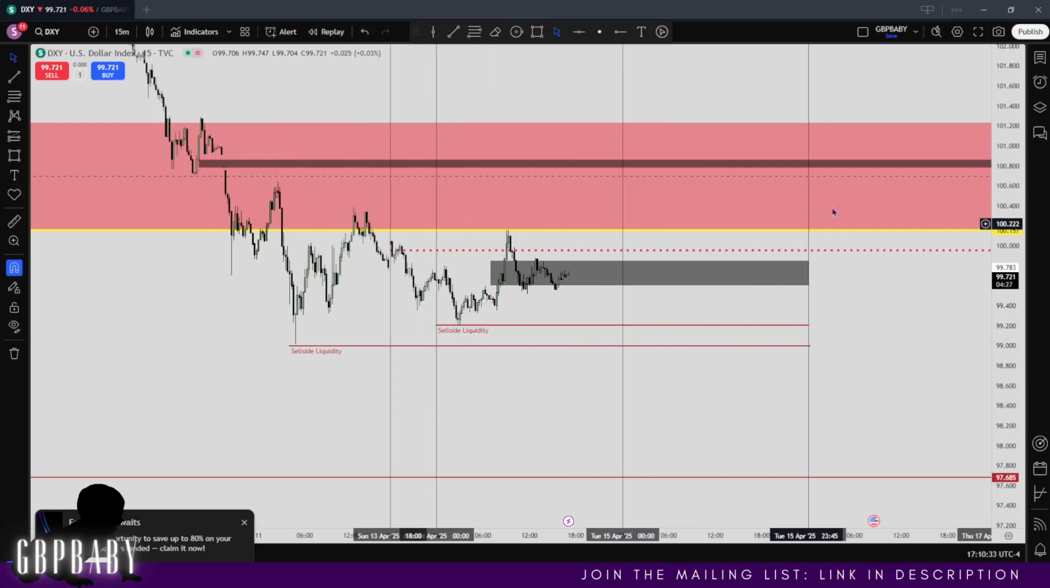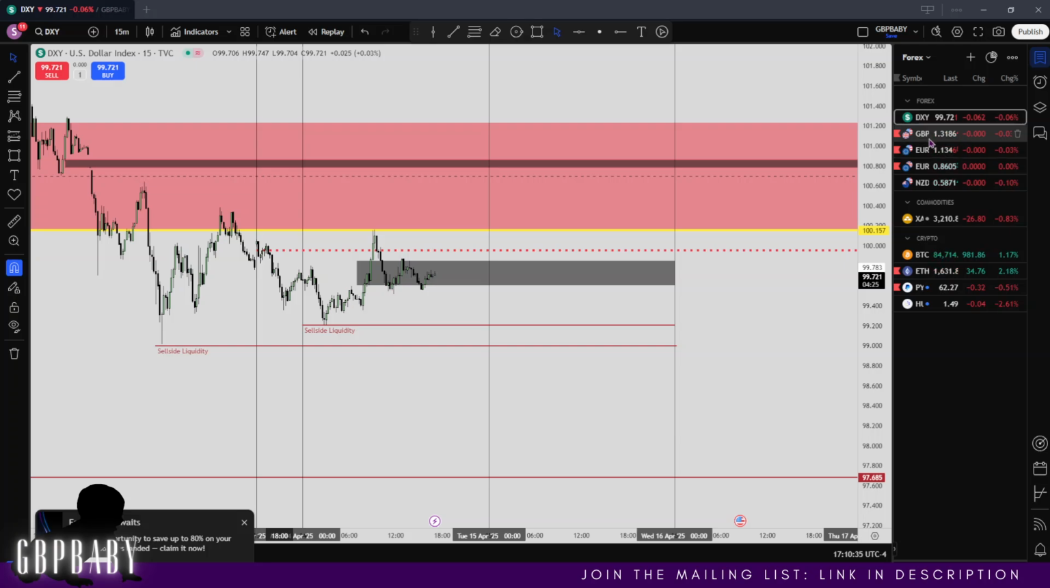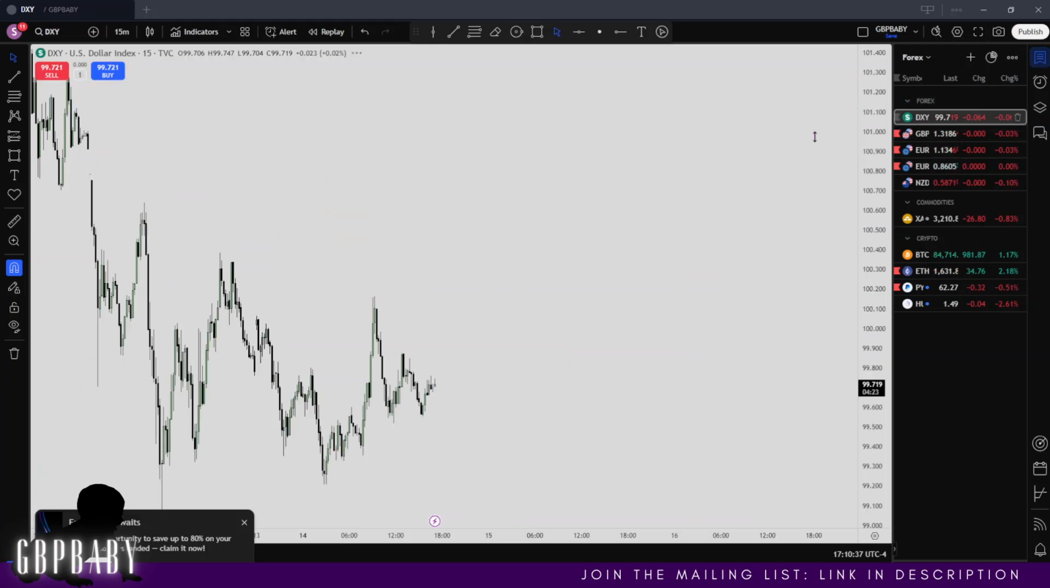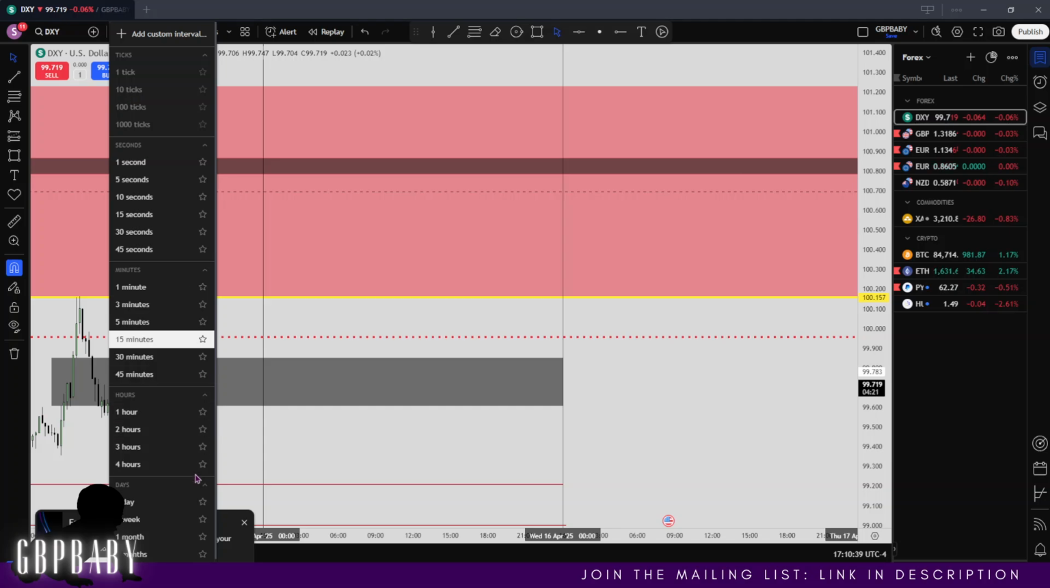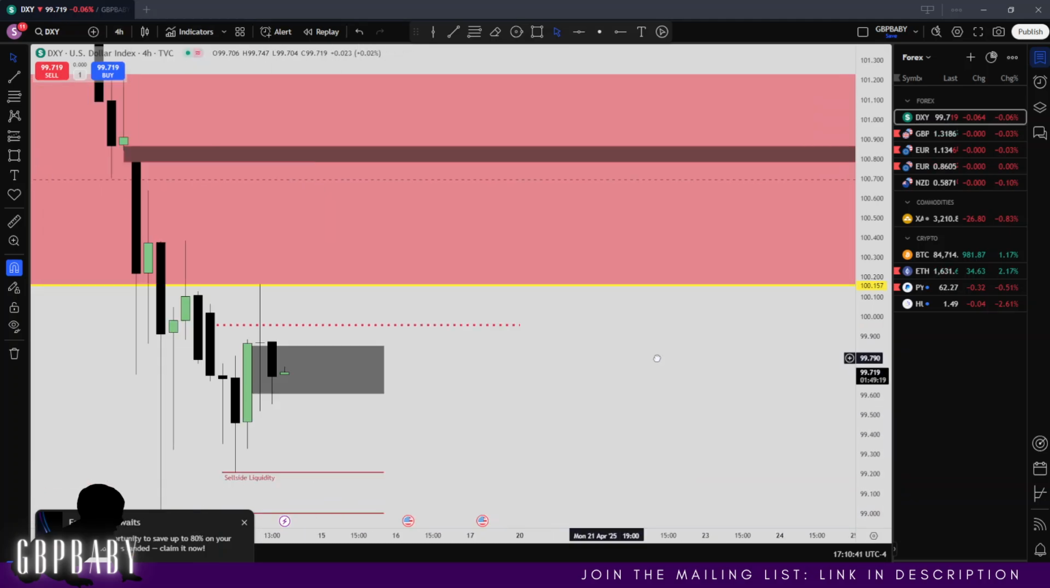So that's everything on dollar. I hope that all makes sense. Let's go on GBP. In fact, let me just look at the daily on dollar. I haven't actually seen it yet. We'll go to the 4 hour first.